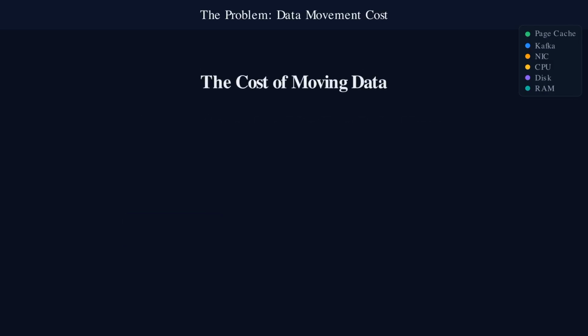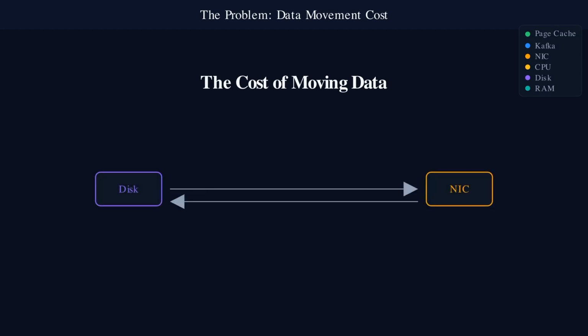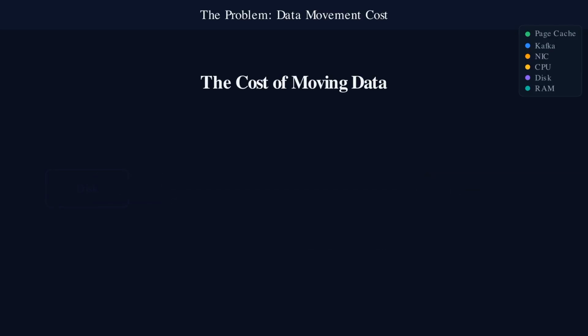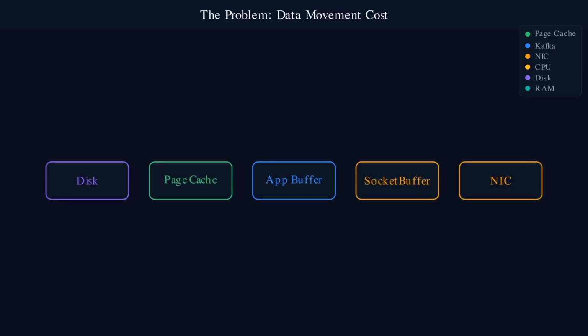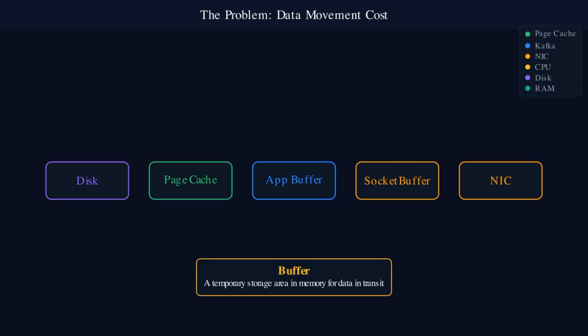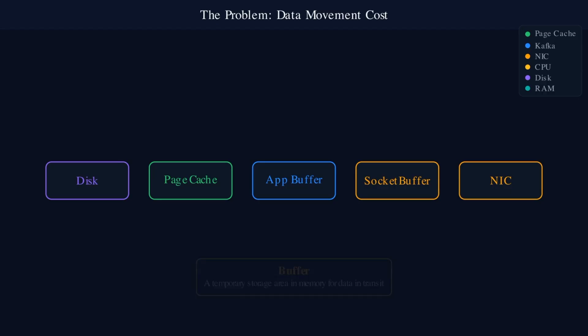Kafka's performance advantage comes from how it moves data from the network to disk and from disk back to the network. But what does moving data actually mean? In a computer, data travels between components like the disk, memory, CPU, and the network card. Each time data crosses a boundary between these components, the system must copy it from one buffer to another. A buffer is simply a temporary storage area in memory used to hold data while it's being transferred.